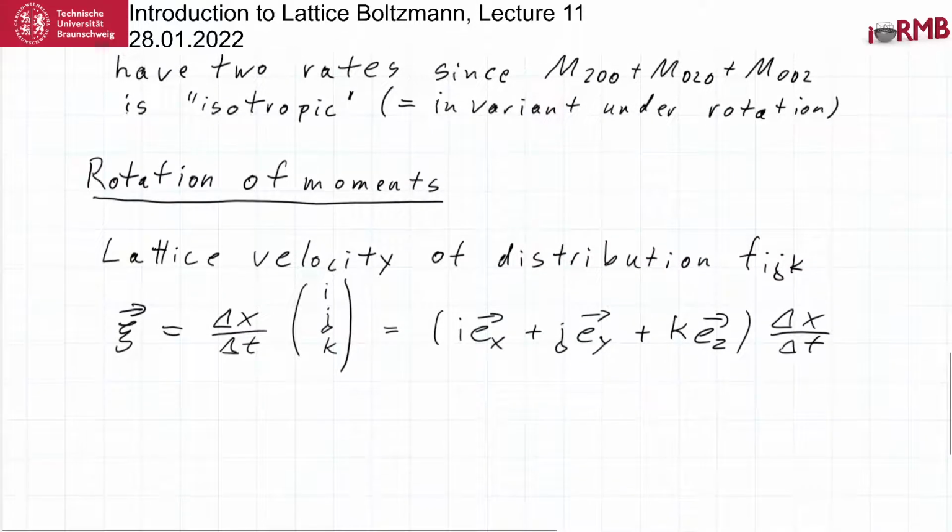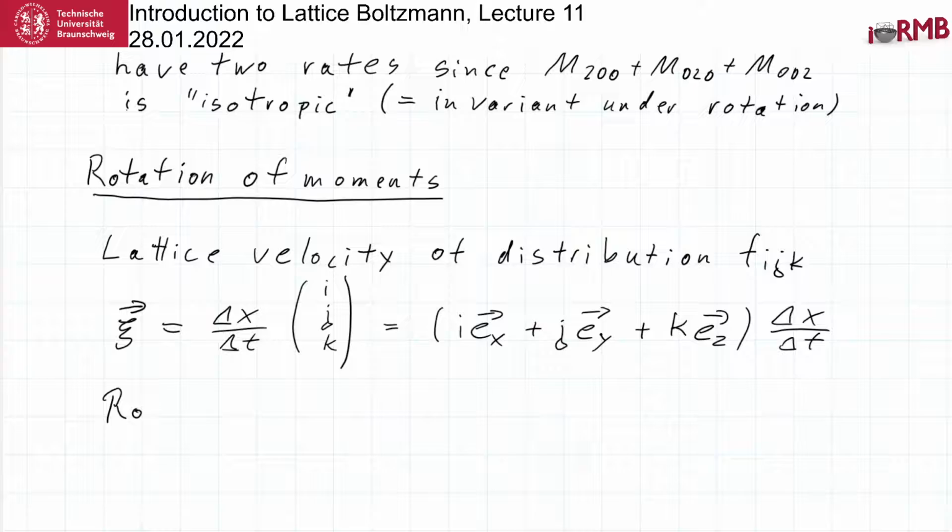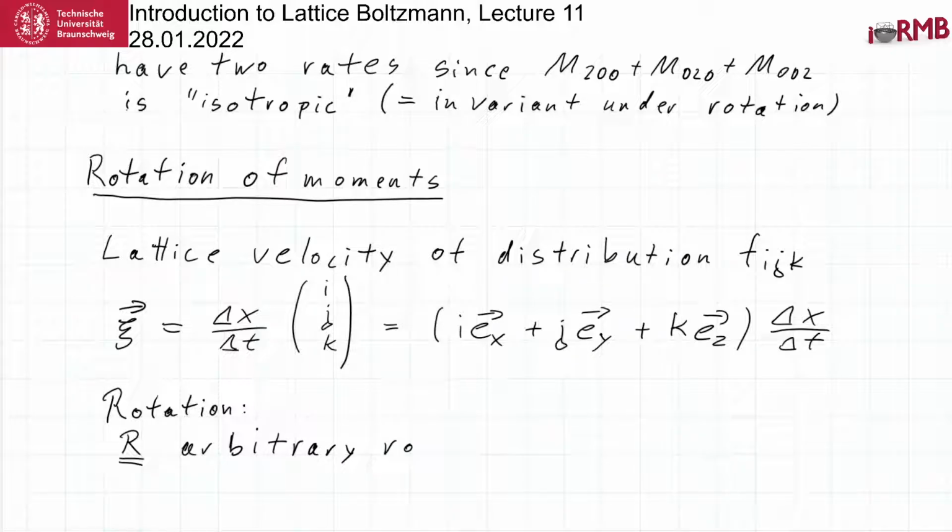So what is a rotation? A rotation is defined by a matrix R, which we now say is an arbitrary rotation in principle.